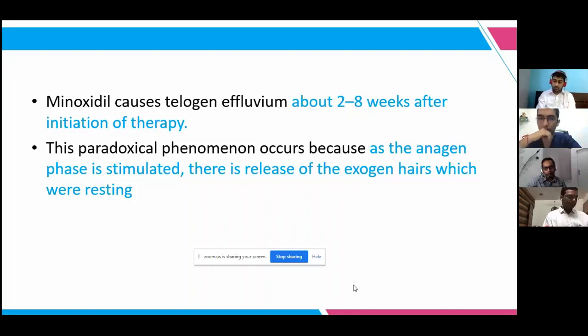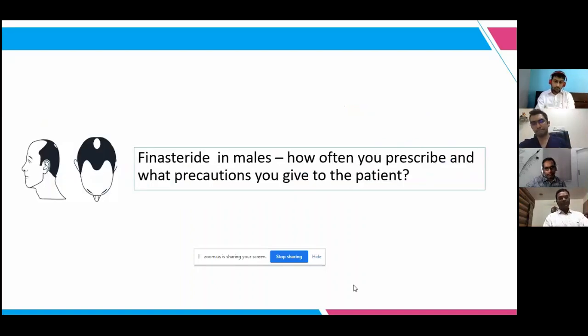So why the hair loss? Because the anagen phase is stimulated. When the anagen phase is stimulated, there is a release of the resting hairs. So that is the reason why you get hair loss.